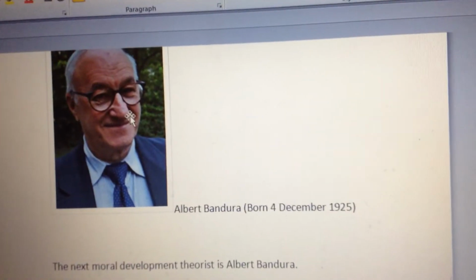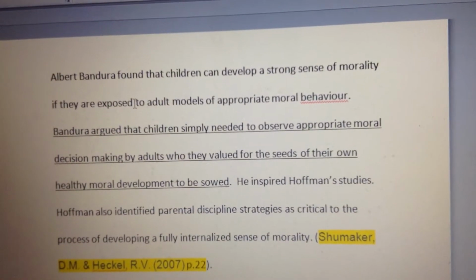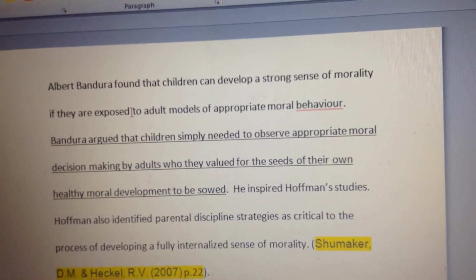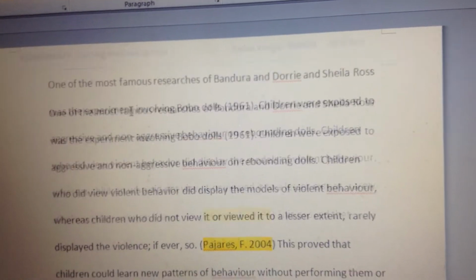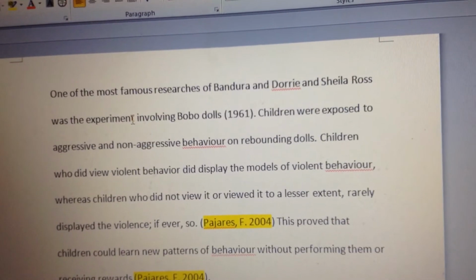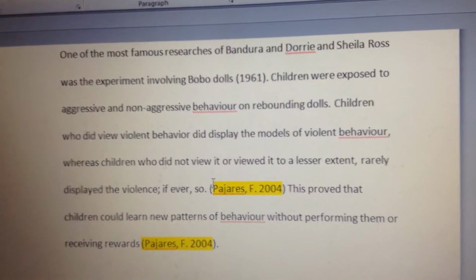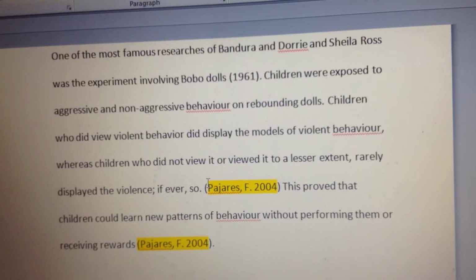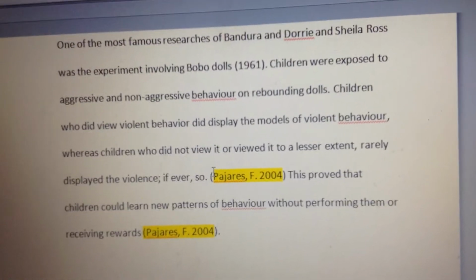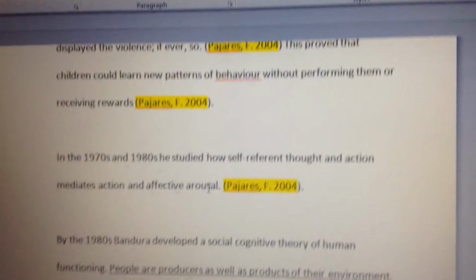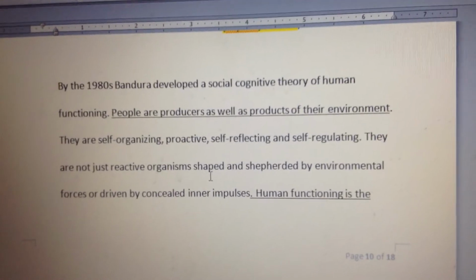Now, this is Albert Bandura, the next moral development theorist. He argued that children need to observe appropriate moral decision-making by adults. One of his most famous researches was the experiment with the Bobo dolls, and the children here viewed examples of violent and non-violent behavior towards those rebounding dolls. The ones that did see the violent behavior did copy it, whereas the ones that saw it less did it to a lesser extent.